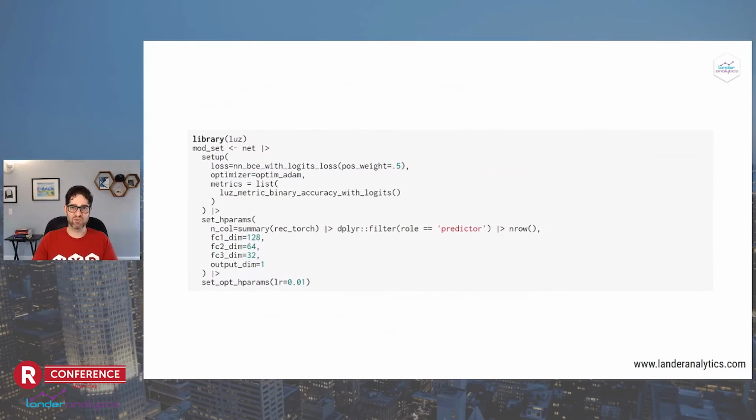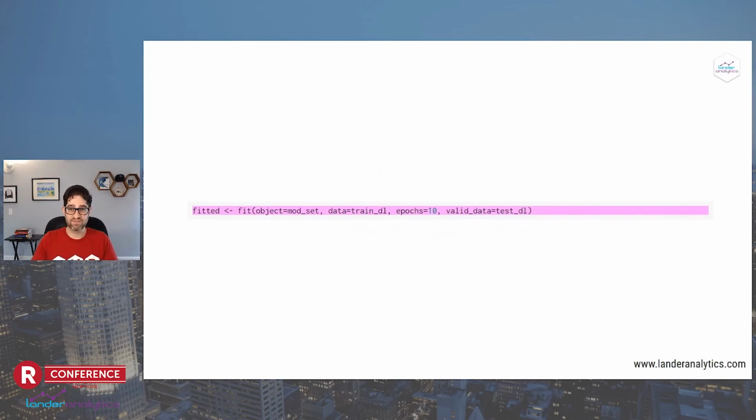Luckily, there's an easier way. The LUZ package, which is on CRAN, handles it all for you. It handles the validation, it handles the epochs, iterating over the data. You set it up with your optimizer, with your loss function, any metrics you want to calculate. You set your parameters, like the different sizes of the hidden layers, and you are ready to go. You want to fit your model? You just call the fit function. LUZ handles all the loops for you, and if a GPU is available, it automatically uses the GPU, so you don't have to worry about it. It's all taken care of for you, nothing special you need to do.